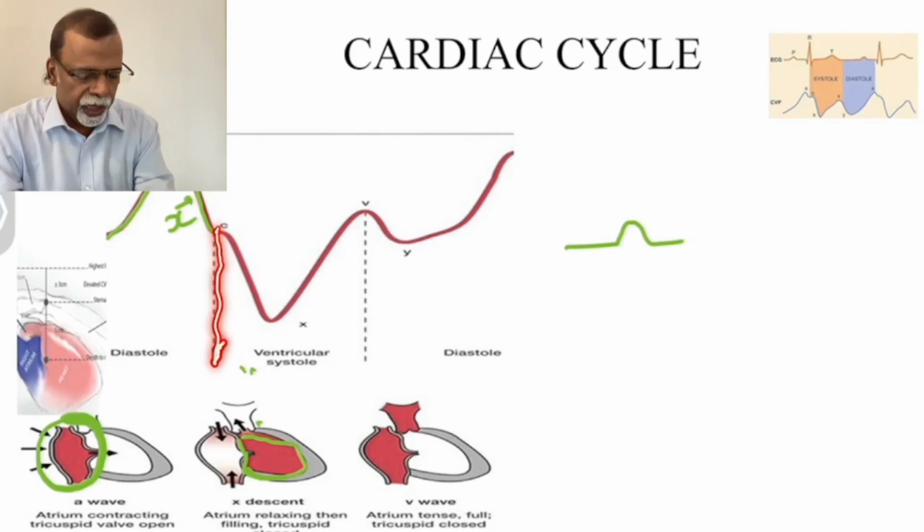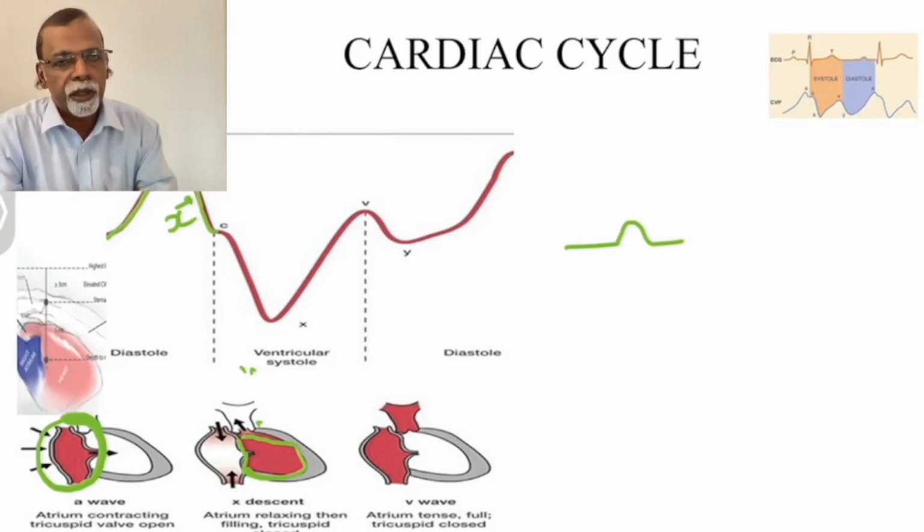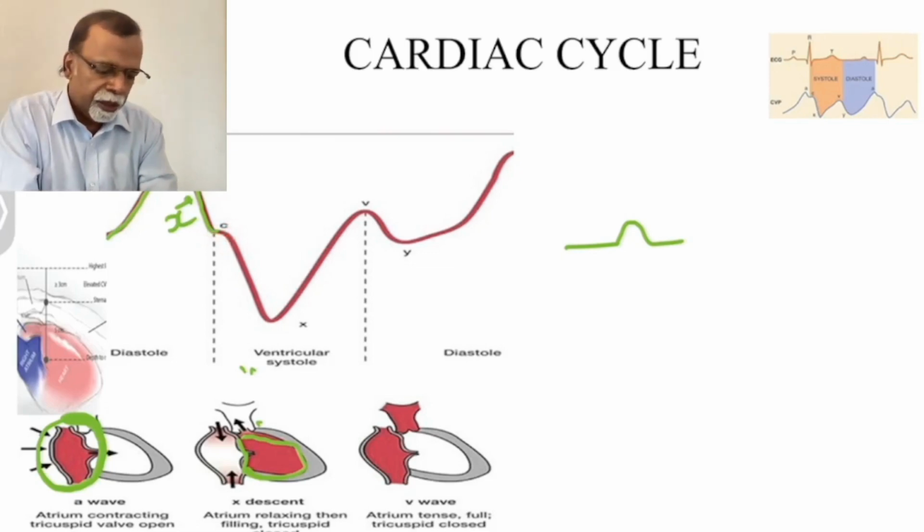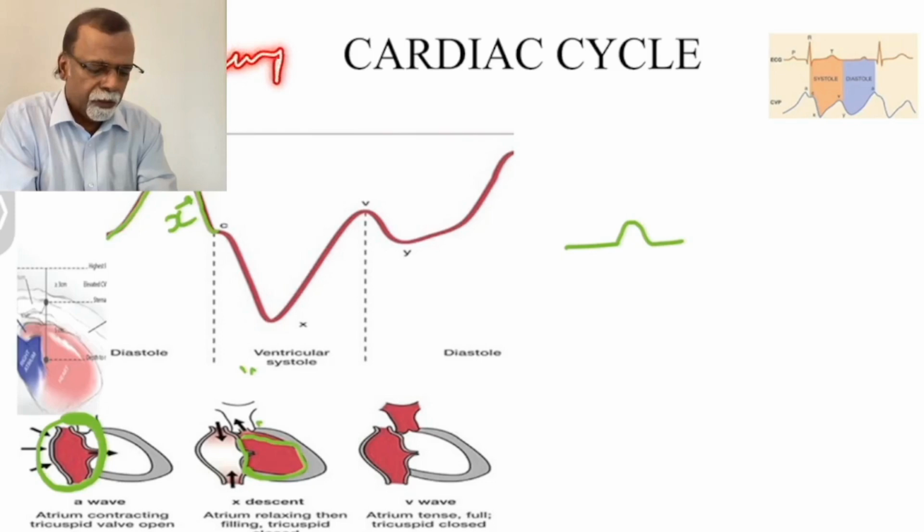So A wave is prior to the first heart sound. So it is a pre-systolic event, or occurring during the diastole of ventricle. And we are seeing the X descent. And during this time, the ventricle is contracting. That will produce bulging of the tricuspid valve into the atria, and that produces a mild rise in pressure, that is the C wave. So X descent is interrupted with the C wave.